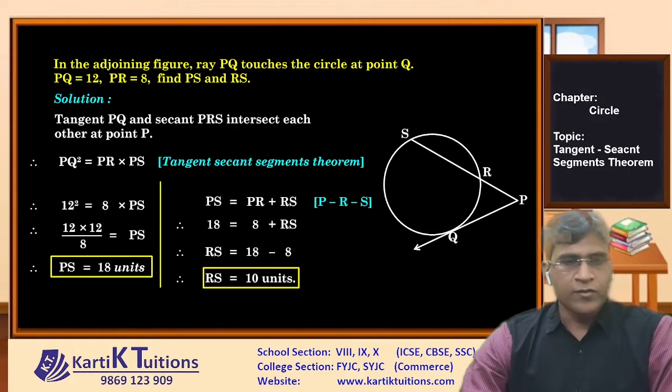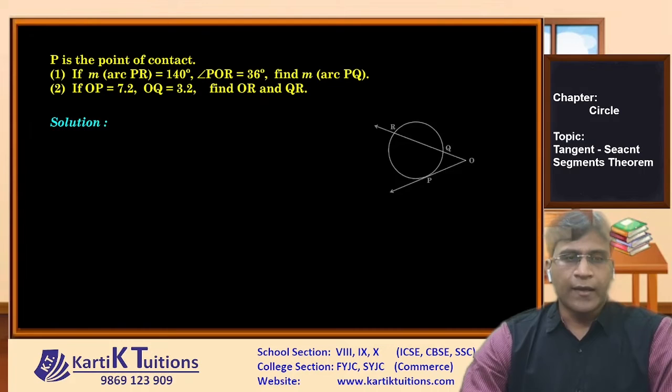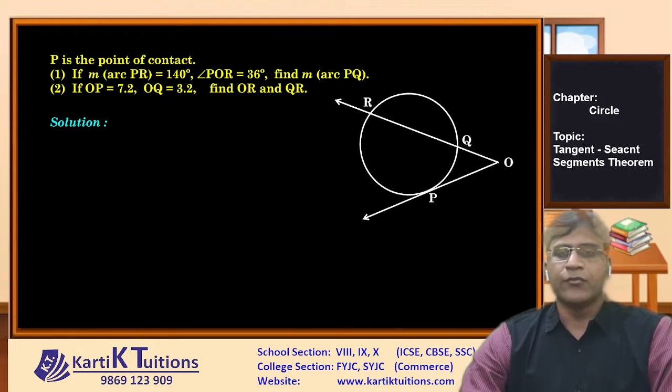Let's look at one more sum. Now P is a point of contact. If the measure of arc PR is 140 degrees, angle POR is 36 degrees, find measure of arc PQ. Now don't get confused with the figure and the data. In the first part of the sum, they are talking about measure of arc, and in the second part they have given us the length of segment. So these are two different concepts, so be careful with this sum.